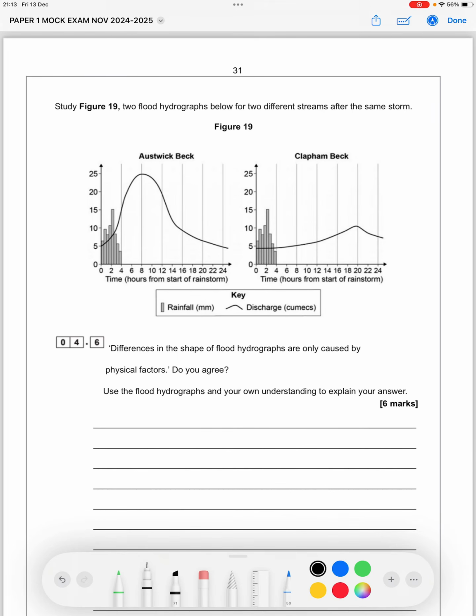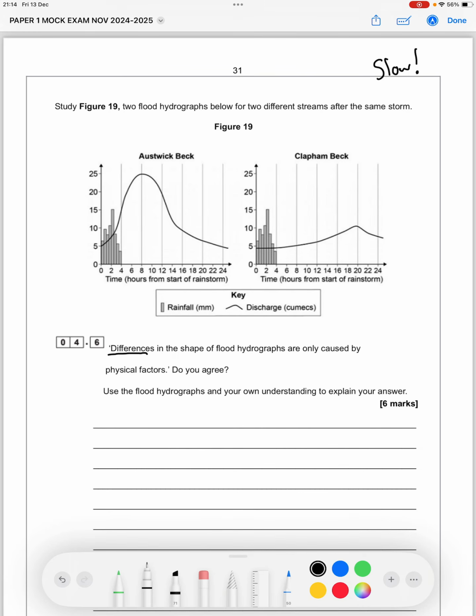Okay, last question. So this looks a little bit daunting. Anything like this, just slow down. What you've got here is 2 flood hydrographs. One for an area called Ostwick Beck, and another one for Clapham Beck. This is where your revision is absolutely key. Your revision will hopefully give you a level of understanding about these hydrographs. I'm not here to reteach this. I'm here to teach how to answer the question. So, if you're not sure about flood hydrographs, go away and revise them.